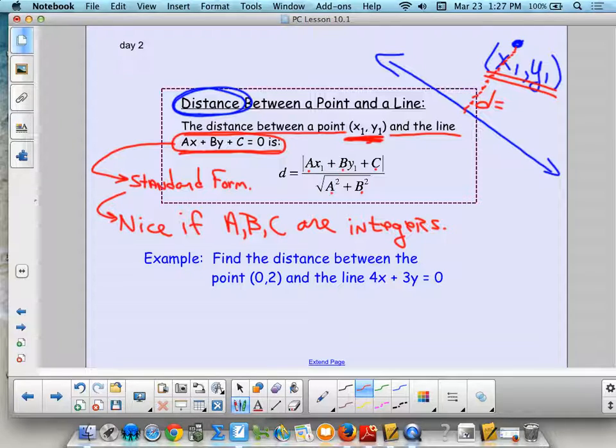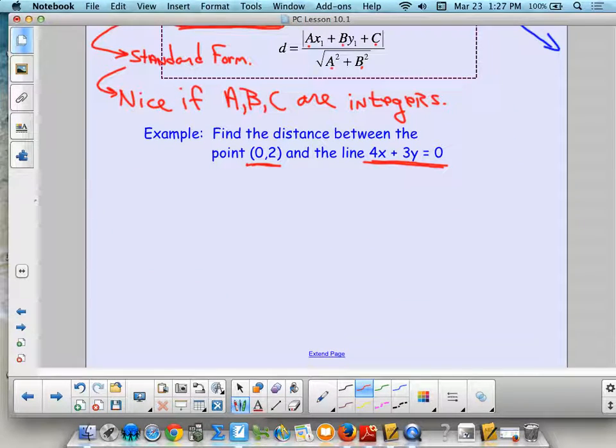All right, I don't want to do this problem. I want you to do it. Here's the problem. Find the distance between the point 0, 2 and the line 4x plus 3y equals 0. Find the distance between the point and the line. I am going to sketch it. You don't have to sketch it, I'm going to do it. You plug this stuff into the formula. See what you get.